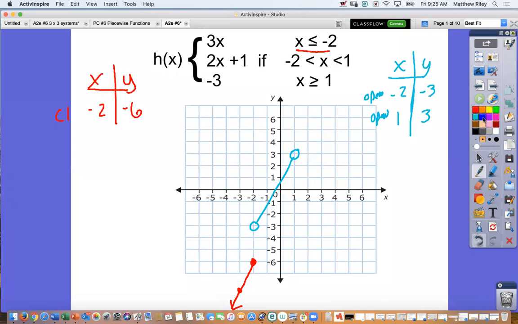And the last one, I'll use dark blue. It's going to be as long as x is greater than or equal to 1, my value is -3. So it's closed. When x is 1, y is -3. There's no slope. It is constant. And that's what it looks like. Any questions at all?